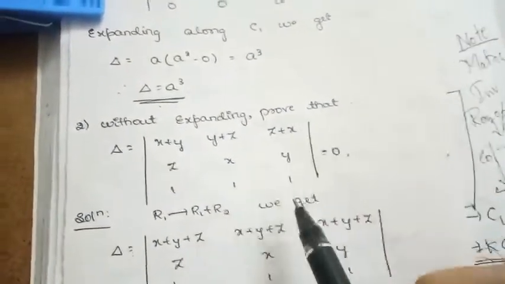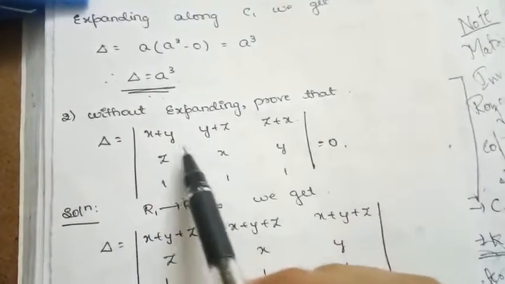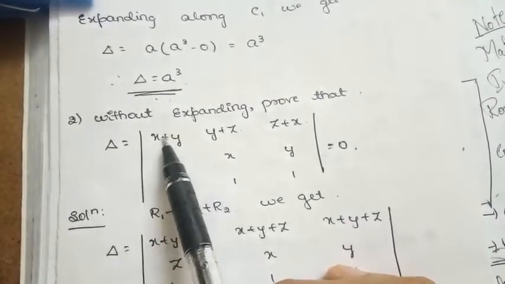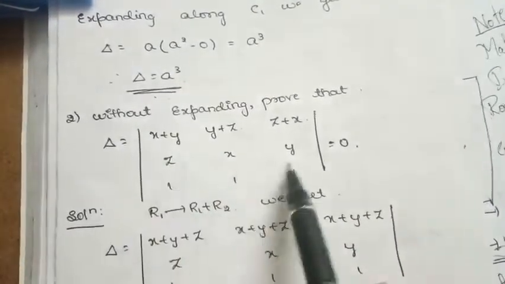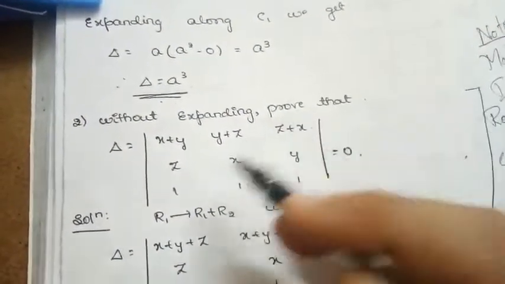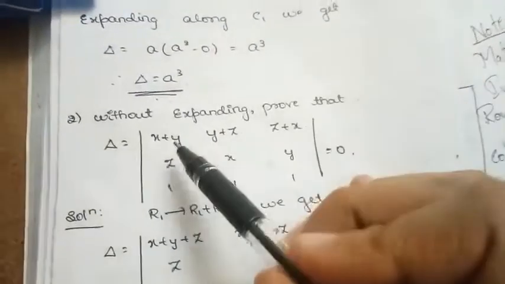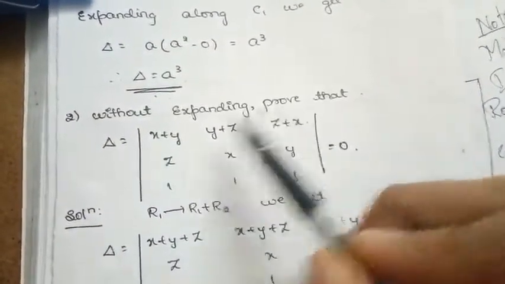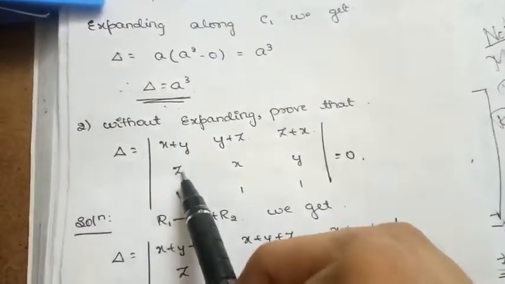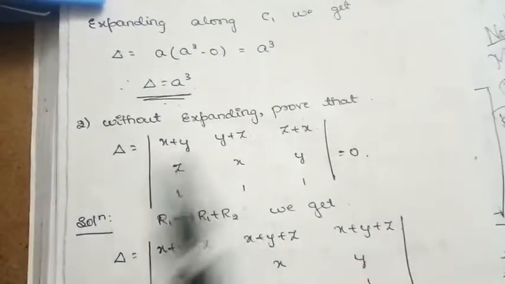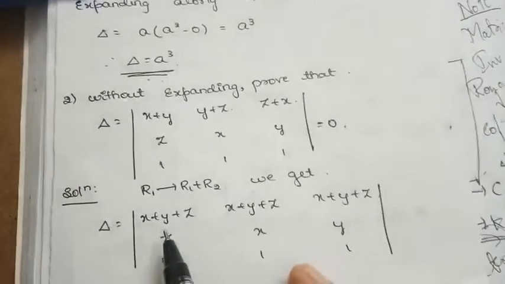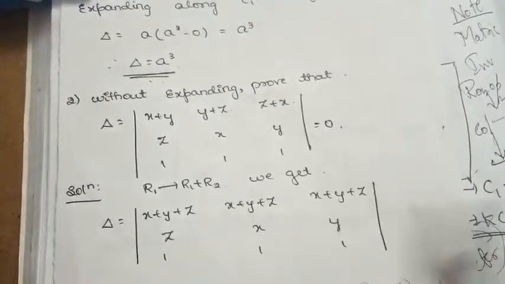How can we prove? See here, observe properly the elements here. Suppose if you use here property 5, that is x, y, z, z, x, y, 1, 1, 1, again like that, we are not going to get any identical elements here, right? So what I think here was, I add these two rows. After adding these two rows, adding R1 implies R1 plus R2. After making this row operation, what am I going to get? x plus y plus z, x plus y plus z, x plus y plus z, and the second row and third row remain as they are.